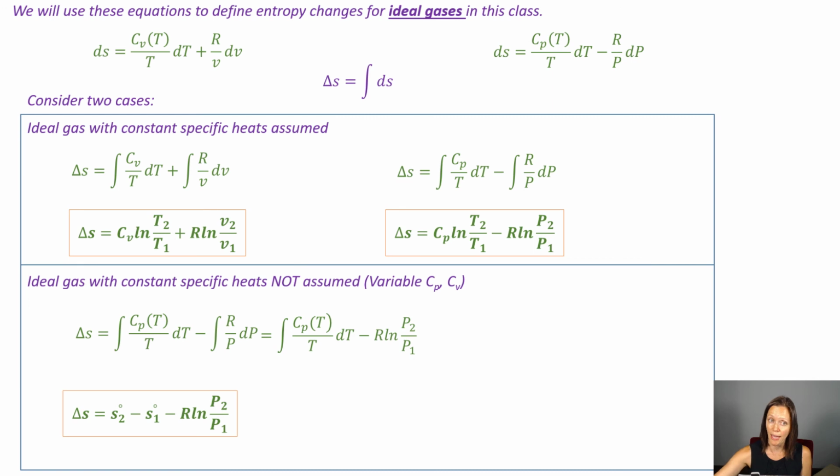So if you've got an ideal gas, these are the equations you've got to use. If you've got something like water and maybe it doesn't behave as an ideal gas, then use your thermodynamic property tables.